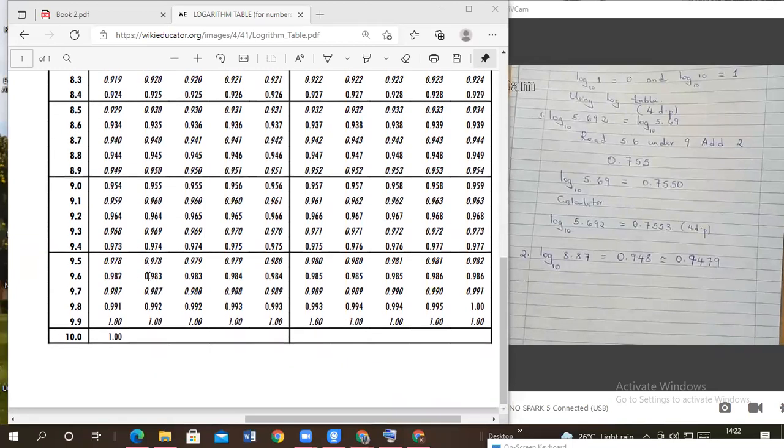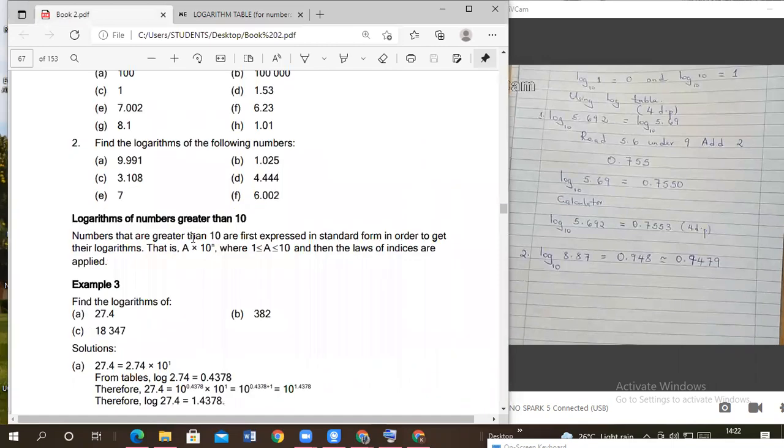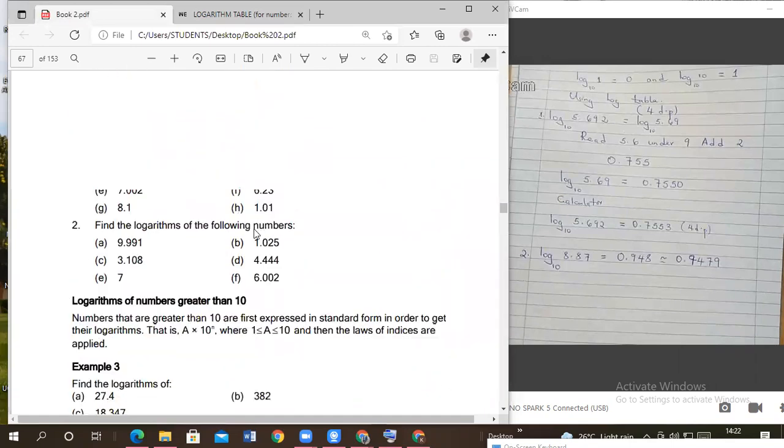That is for numbers between what? Between 1 and 10. Is there any question on that, members? No. Okay.